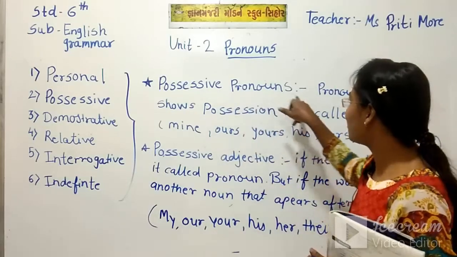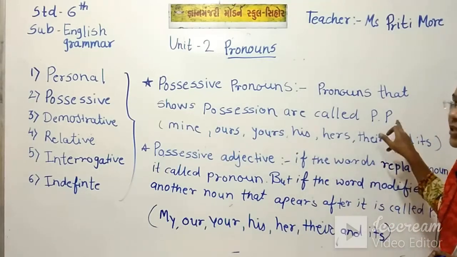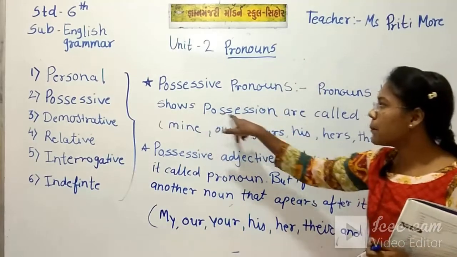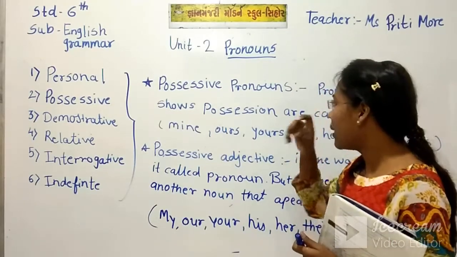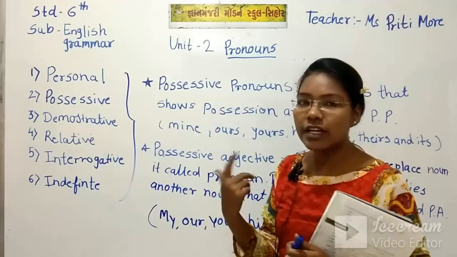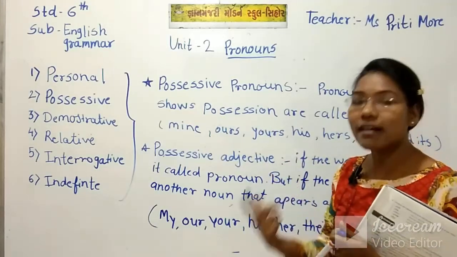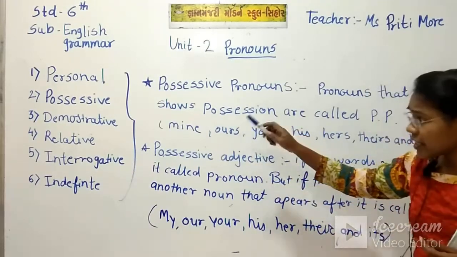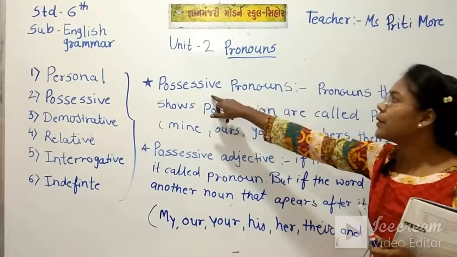See, what is the possessive pronoun? Pronouns that show possession are called possessive pronouns. This PP means possessive pronoun. If in the sentence the rights or the authority is showing, possession means rights, authority, that means hak. If in the sentence the right or authority can be seen, it's called a possessive pronoun.